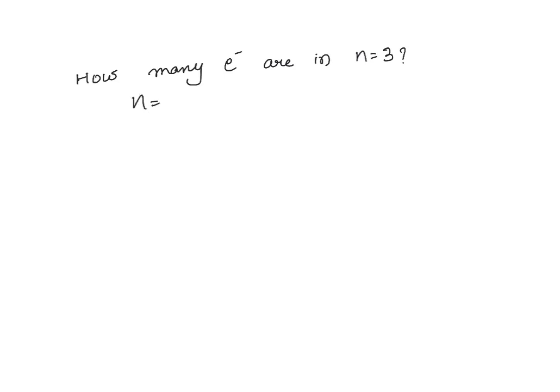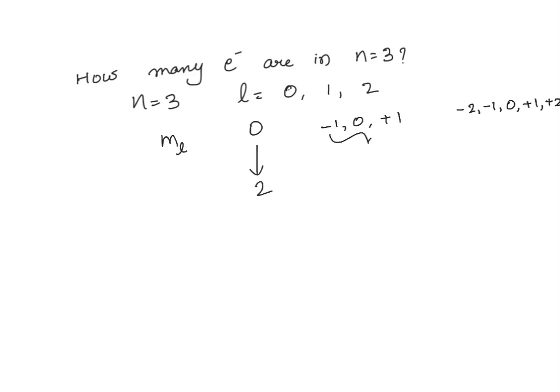So n3, L 0, 1 and 2, m sub L 0, m sub L -1, 0, +1, and m sub L -2, -1, 0, +1 and +2. And remember, each one of these orbitals can have a maximum of 2 electrons. So 2, totally 6 and totally 10. So this will take a maximum of 18 electrons. So n3 can accommodate a maximum of 18 electrons.